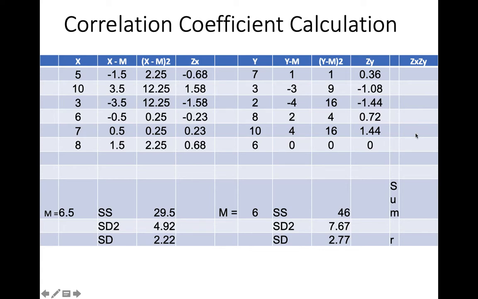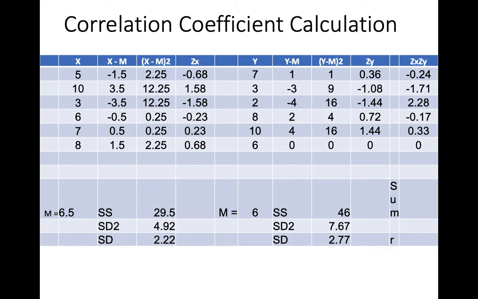We calculate our cross products by multiplying a person's Z-score on X by their Z-score on Y. So we're just going to take negative 0.68 times 0.36. That's going to give us a cross product of negative 0.24. It's kind of instructive to just take a look at this cross product and say, okay, I've got a negative cross product. Would that contribute to a positive correlation or a negative correlation?